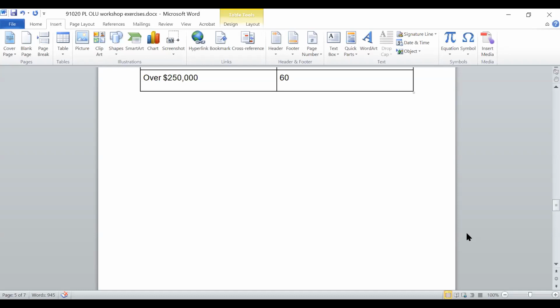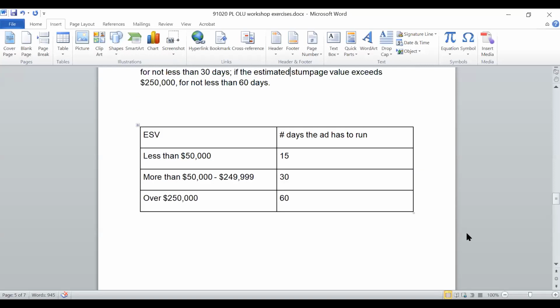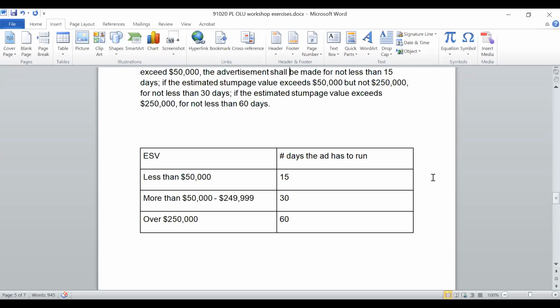Should it be between $50,000 to $250,000? Well, the question the student raised before was, maybe it needs to be 250,001. Because they were saying, okay, we've got some slippage here, and I think that would be something the agency would have to pronounce on.